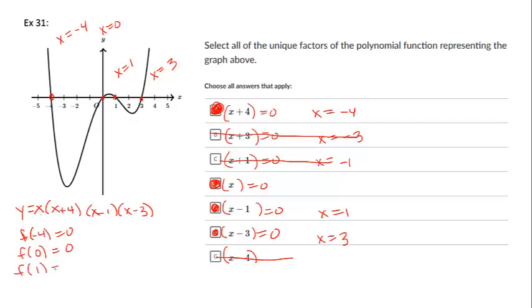If I were to plug in 1, that's going to give me a 0. And if I plug in 3, that's going to give me a 0. So if I plug in any of my solutions, my answer will be 0.